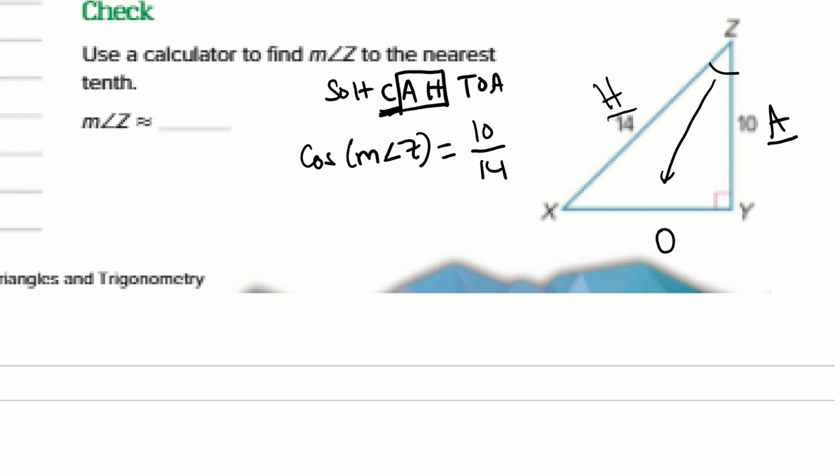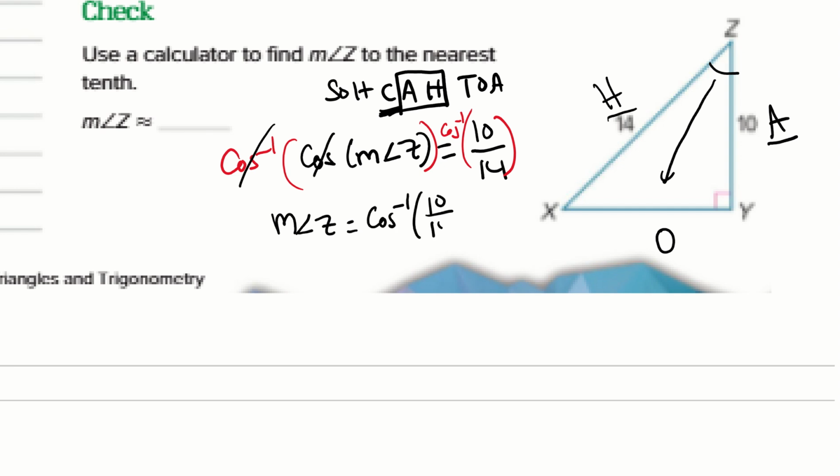How do we get rid of the cosine? We have to do the inverse cosine on both sides. So this cancels, and we get the measure of angle Z equals the inverse cosine of 10/14. And we do this on the calculator, we get about 44.4 degrees.